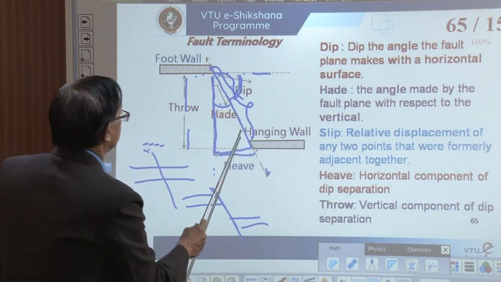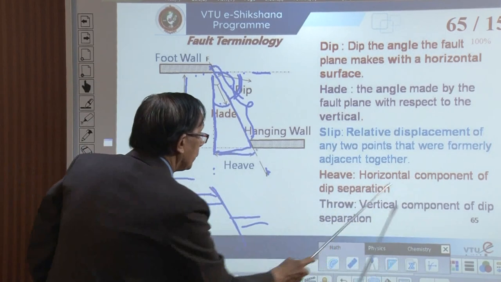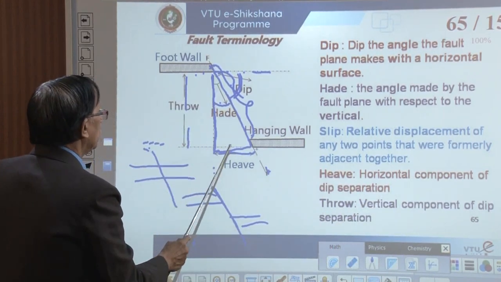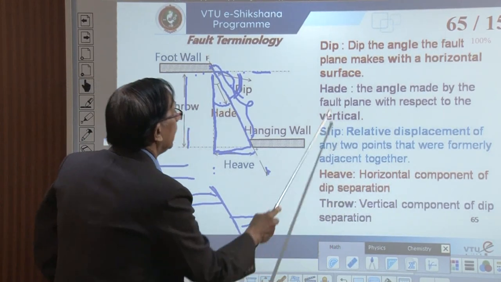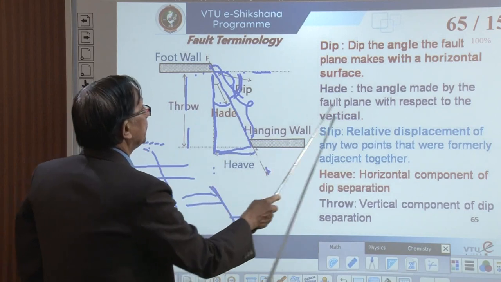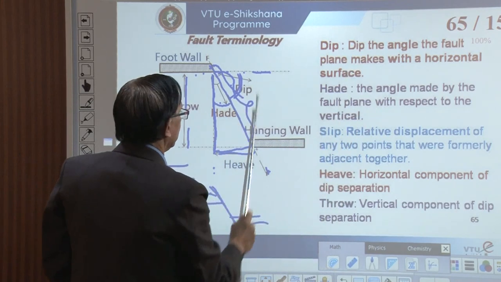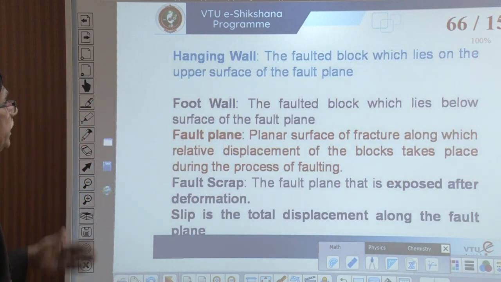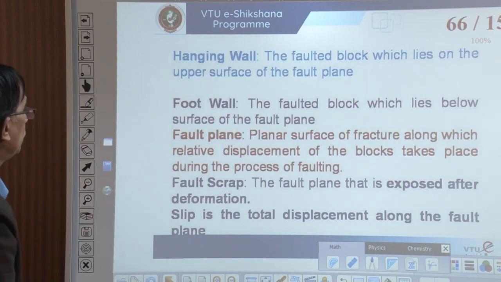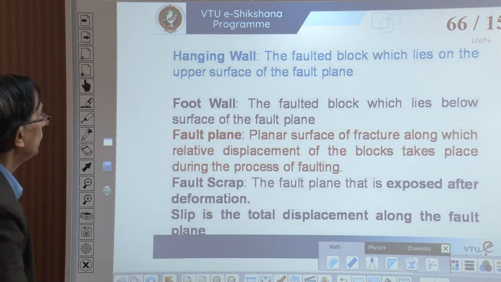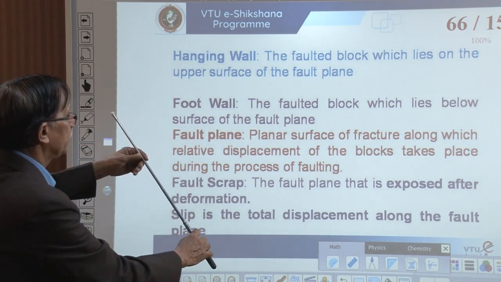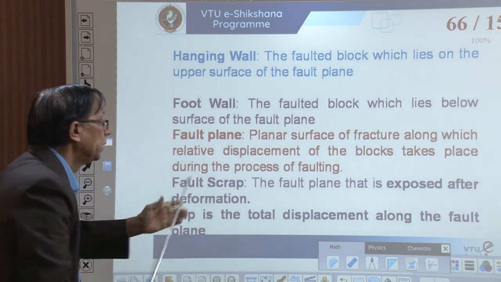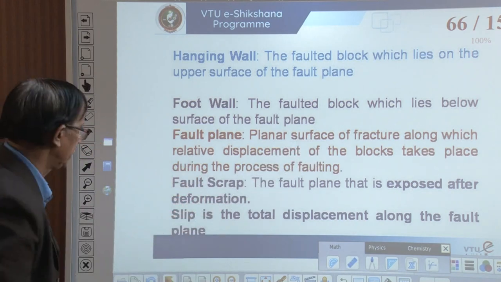Yes, just now we have defined the horizontal component and the vertical component, and the heave is the complement of the dip angle, the dip or inclination we have defined. Friends, now, what is the hanging wall? We have just defined it. What is the foot wall? We have just defined that too. Fault plane: the planar surface or a fracture along which relative displacement has taken place.